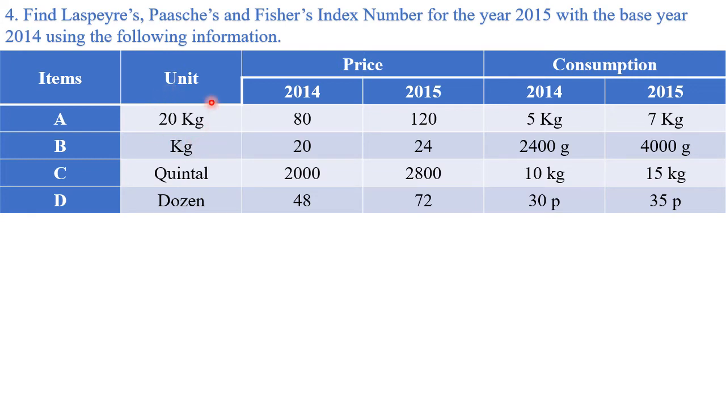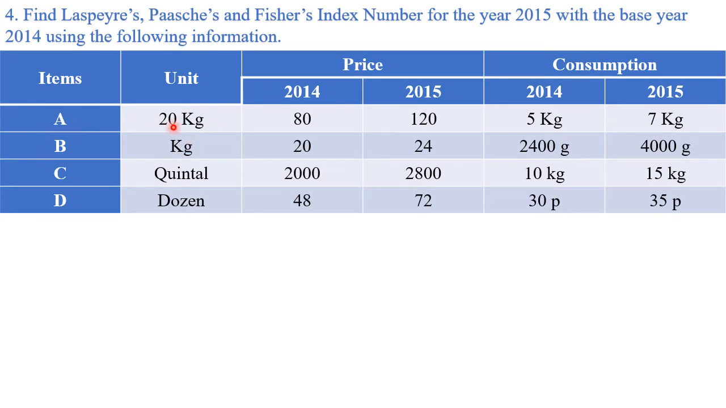The unit here is 20 kg, so the prices are for 20 kg while the given data is for 5 kg and 7 kg. So naturally I have to convert this 20 kg into a single kg value. If the prices 80 and 120 are for 20 kg, then what will be the price for 1 kg? Accordingly I will calculate the price.